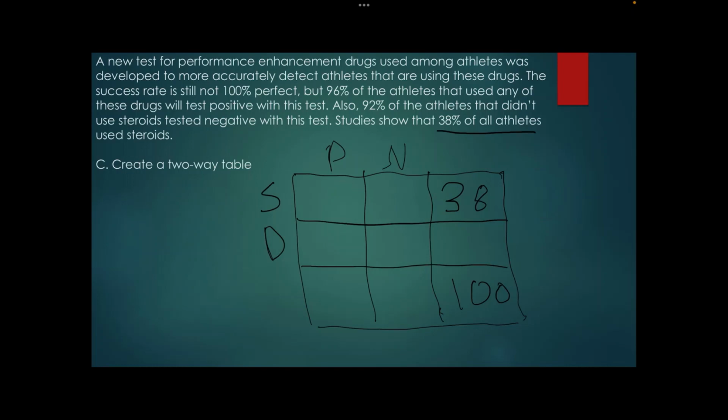And now that means that did not use steroids is 100 minus 38, which is 62. That means that this for did not use steroids must be 62. We know that 96% of the athletes that used these drugs will test positive, which means that 4% of the athletes that use steroids will test negative.